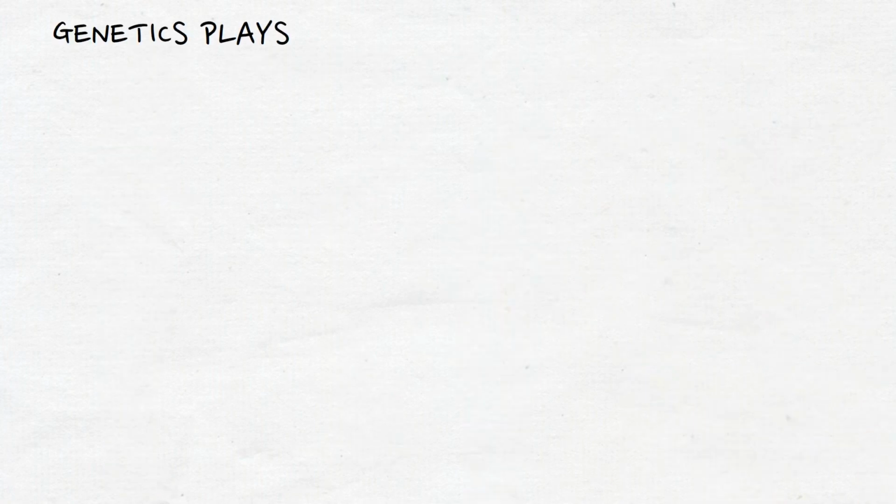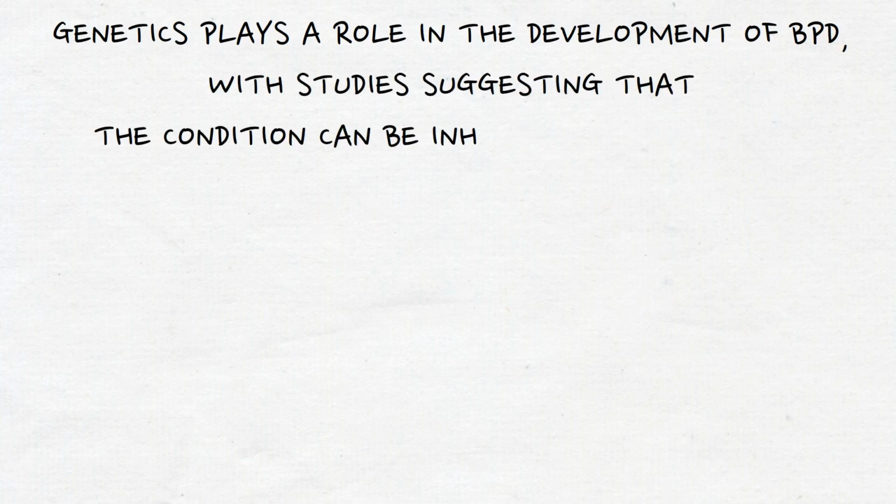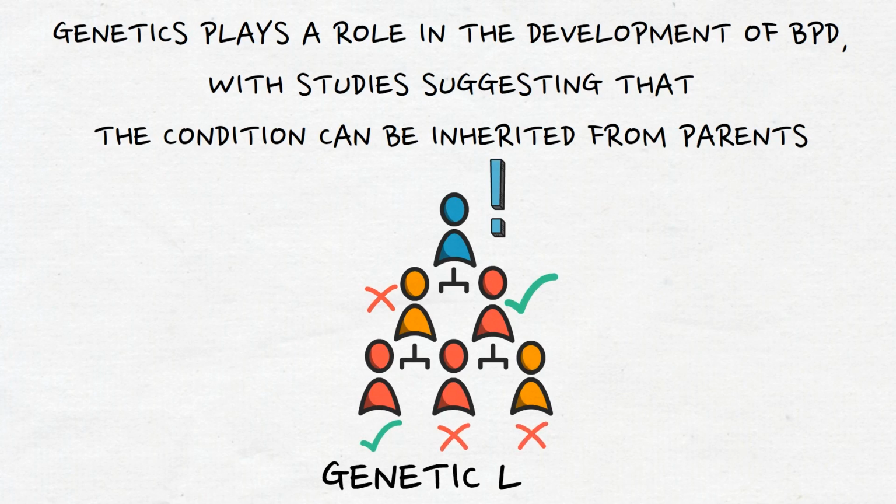Genetics plays a role in the development of BPD, with studies suggesting that the condition can be inherited from parents. However, just because someone has a genetic predisposition, it does not mean they will automatically develop BPD. BPD tends to run in families, meaning that there is a genetic link. If a family member has BPD, there is a higher likelihood that someone else in the family will also develop the disorder.